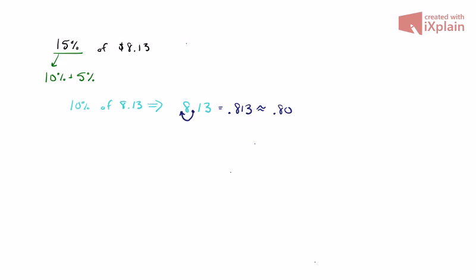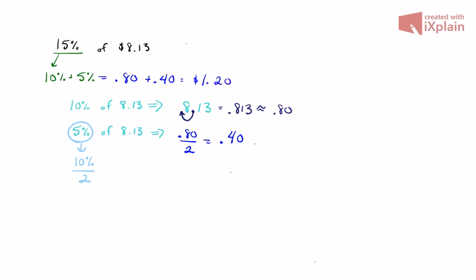Okay, so now let's go ahead and do 5% of 813. And again, we had mentioned that 5% is the same thing as taking 10% and dividing it by 2. So what I'm suggesting that we do is take our 80 cents and divide it by 2. So that's going to come out to about 40 cents. So we have all of our pieces now. 10%, which is going to be our 80 cents, plus our 5%, which is our 40 cents, is going to give us about $1.20.